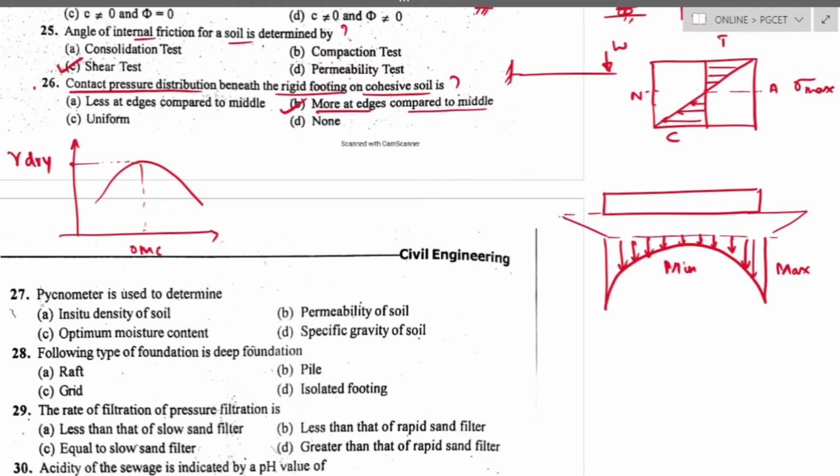Question number 27. Pycnometer is used to determine. Pycnometer is an instrument used to determine the water content of the soil and specific gravity of the soil. So option D is the right answer, that is specific gravity of the soil.